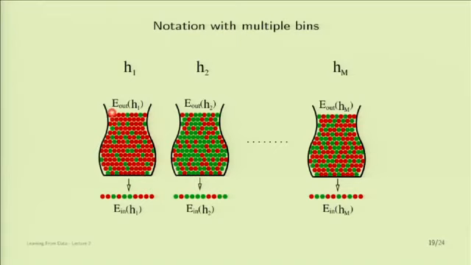Every bin has an out-of-sample performance, and out of sample is out of sample. So this is the sample. What's in it is in sample. What is not in it is out of sample. And the out of sample depends on h_1 here, h_2 here, and h_M here. And obviously, these quantities will be different according to the sample, and these quantities will be different according to the ultimate performance of your hypothesis.